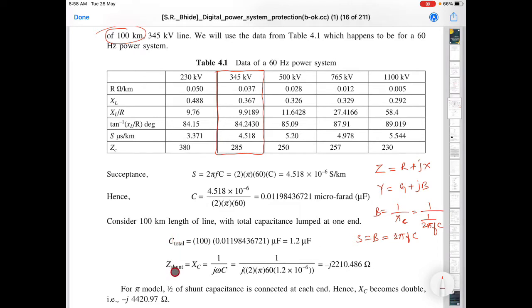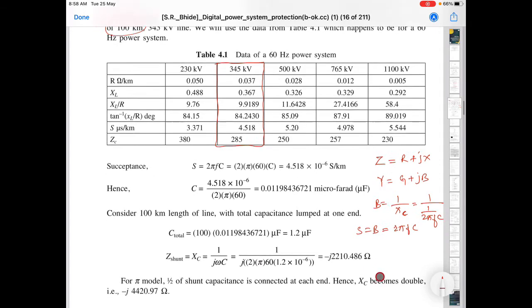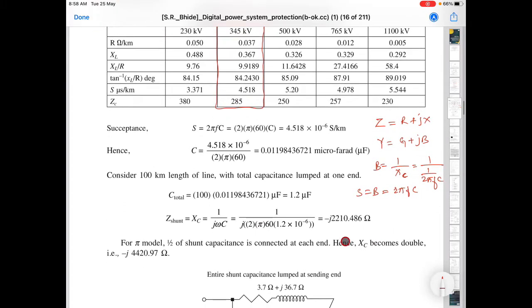Now we want to know what is the shunt reactance XC. The formula is 1 by J omega C. So it is 1 by J 2 pi f C, correct. 2 pi is missing here. So everything is known here, so you substitute, you'll get this answer, okay. Minus, because J is in denominator, if it comes in numerator it becomes minus J.